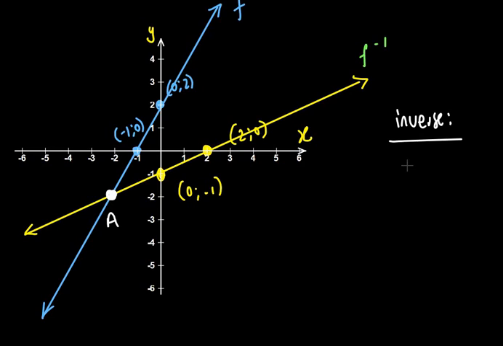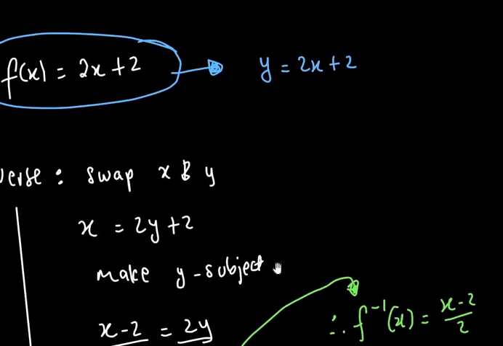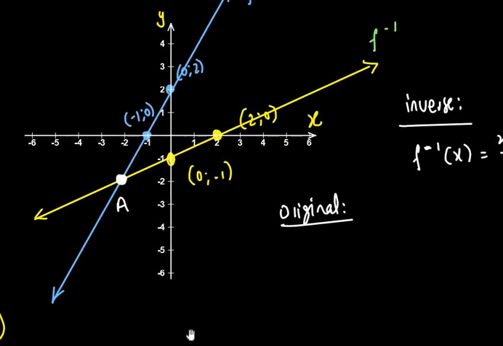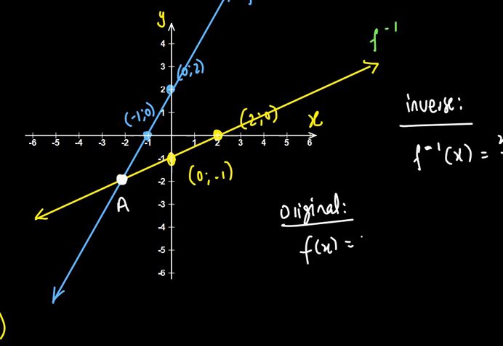We said, I think it's x minus 2 over 2. Yeah. And then the original, we said the original was, I forgot it. What is the original there? 2x plus 2. Okay. So it's going to be 2x plus 2. Let's write it there. f of x equals 2x plus 2.